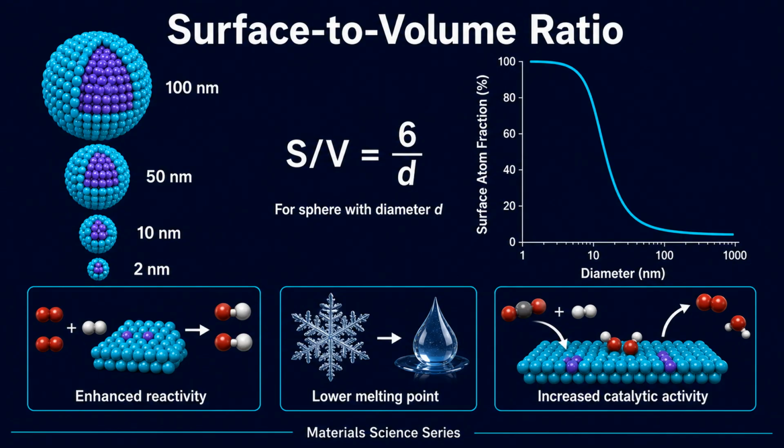This has profound consequences. Surface atoms have fewer neighboring bonds and higher energy, making them more reactive. This is why nanoparticle catalysts are so effective. More atoms are available to participate in reactions. The high surface energy also lowers melting points because surface atoms can rearrange more easily. It increases dissolution rates, enhances adsorption capacity, and fundamentally changes how materials interact with their environment.